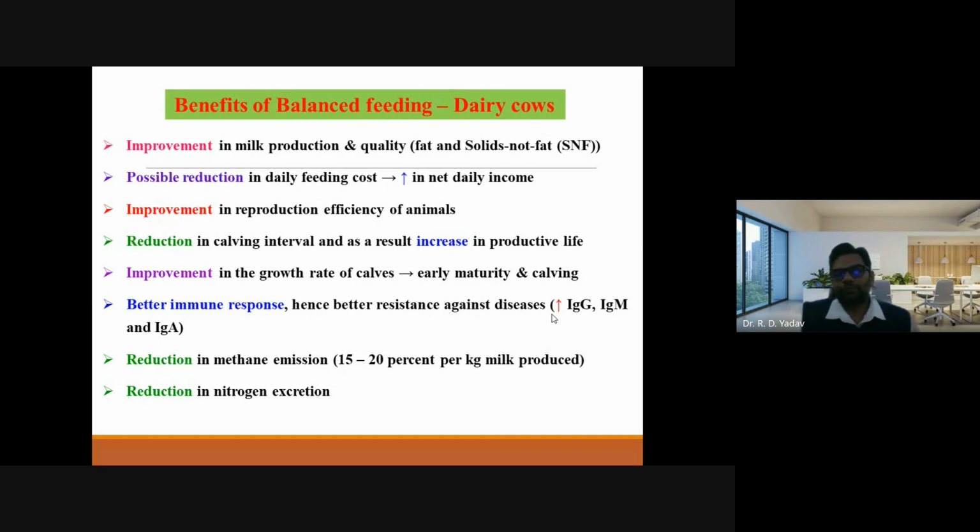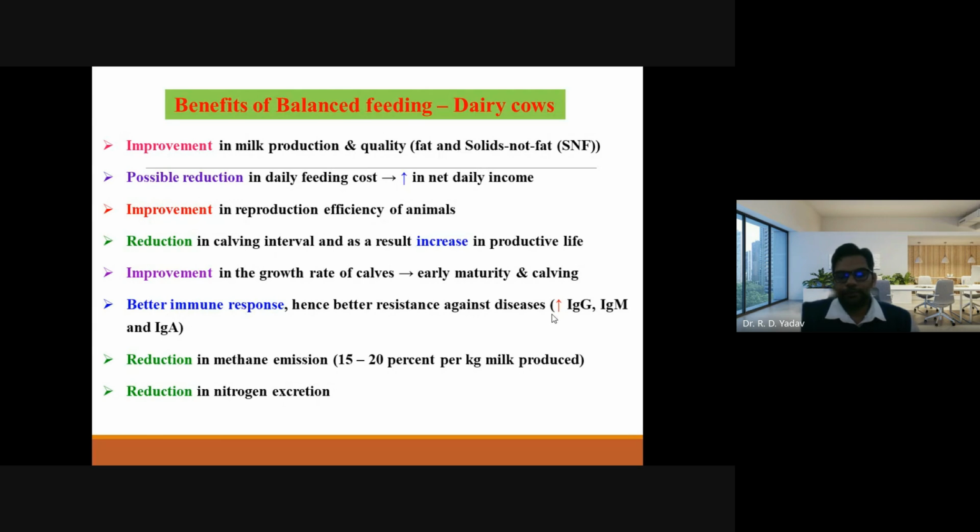For example, improvement in milk production and quality in terms of fat and SNF, improvement in reproductive efficiency, reduction in the calving interval, and reduced risk to productive life, improvement in growth rate, and better immune response, better disease immunity, in terms of a proper amount of immunoglobulins like IgG, IgM, and IgA.